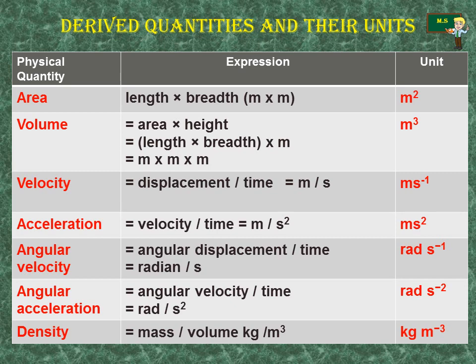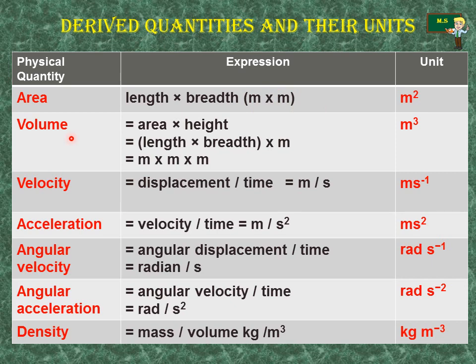See, let us take first area, which is a physical quantity. What are the expressions for this area? We have to find the length and breadth to define an area. We measure the length using a meter and we measure the breadth using a meter. So the unit is m square.